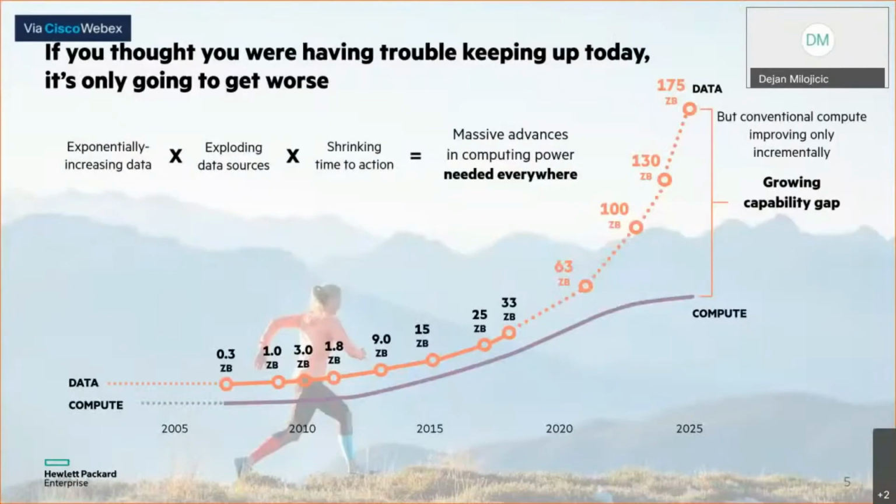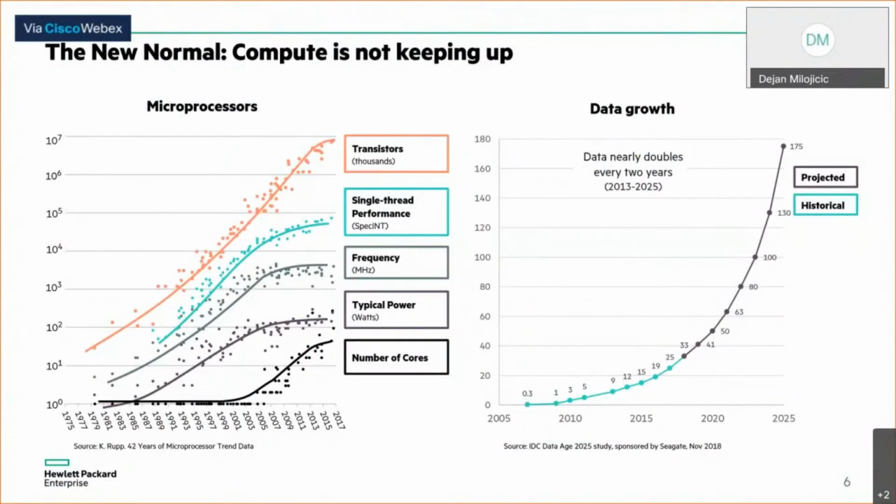I already mentioned the slowdown of Moore's Law. This is this purple curve at the bottom, compute, but it's complemented with unfortunate growth, explosion really of data. There's exponentially increasing data, exploding data sources. There's shrinking time to action. And no matter how you slice it or dice it, especially with microprocessors, if you look at a transistor, single thread performance, frequency, all of them are slowing down, whereas, as I said, data is continuously doubling.